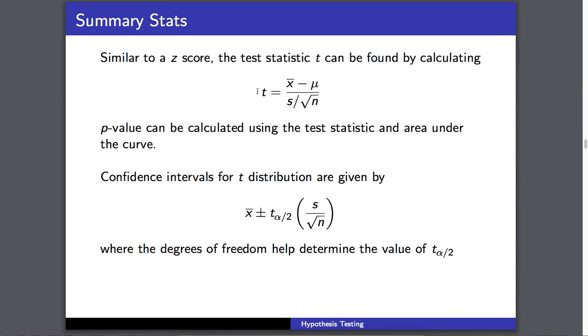Our confidence intervals are very similar. The only real differences are, number one, with t-distributions we are using our sample standard deviation because, again, we are not sure what the population standard deviation is, so the best we can do is use our sample. And number two, we use t sub alpha over 2 instead of z sub alpha over 2. Again, the degrees of freedom, 1 less than the sample size, help determine what this value is for our confidence intervals. Aside from that, everything else is pretty much just like it was with the hypothesis testing that we looked at with the z-tests.